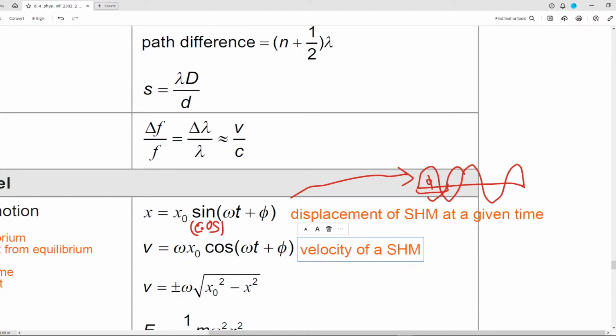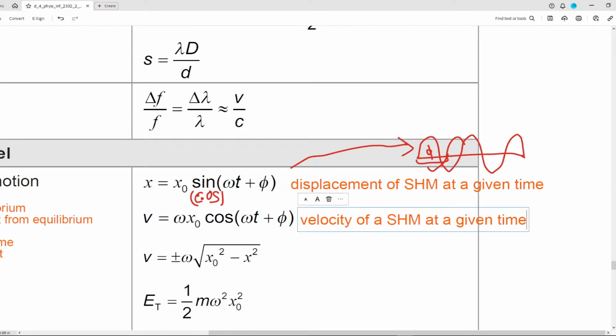Of a SHM at a given time. You can find this by taking the derivative of the one right above. Derivative of displacement gives you velocity. If you don't know, just know the formula is that. The next one is also about the velocity, but this one's a little bit careful. This one actually uses conservation of energy to derive, or you can use trig identities if you really want to.